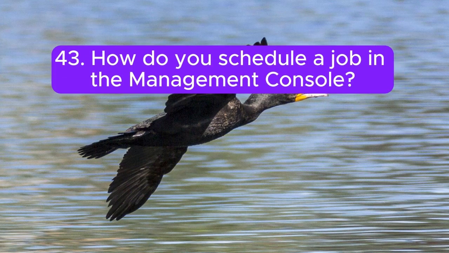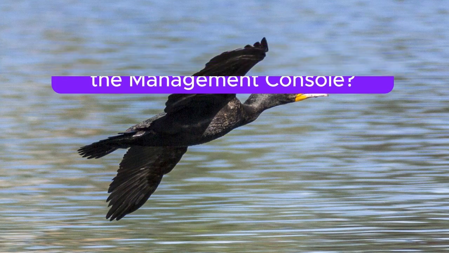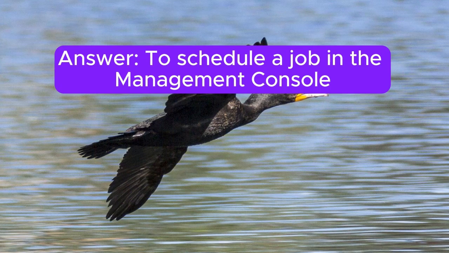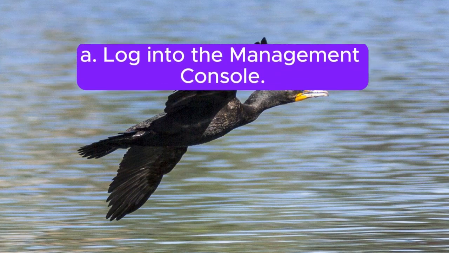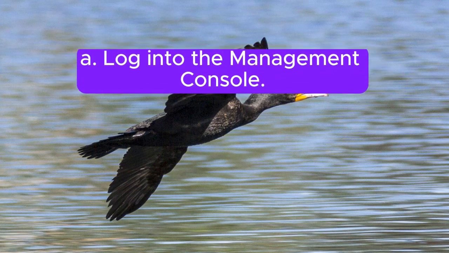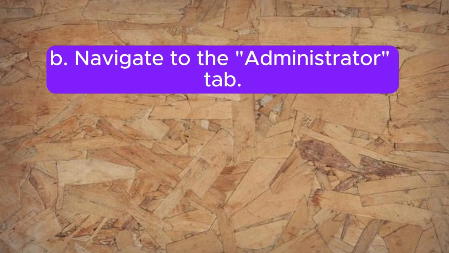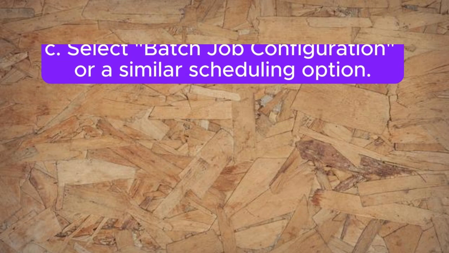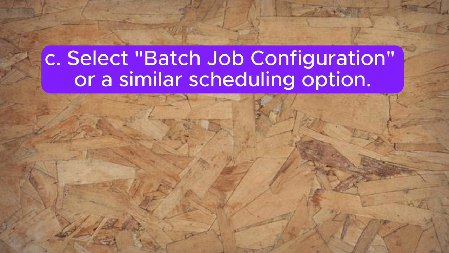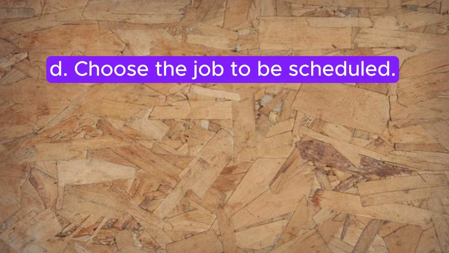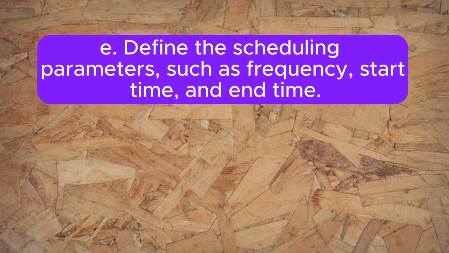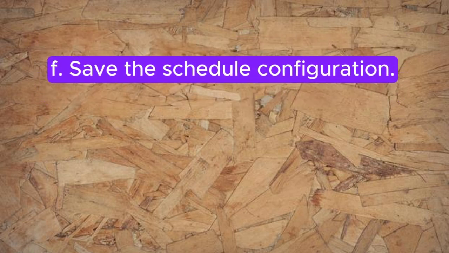43. How do you schedule a job in the Management Console? Answer. To schedule a job in the Management Console. A. Log into the Management Console. B. Navigate to the Administrator tab. C. Select Batch Job Configuration or a similar scheduling option. D. Choose the job to be scheduled. E. Define the scheduling parameters such as frequency, start time, and end time. F. Save the schedule configuration.